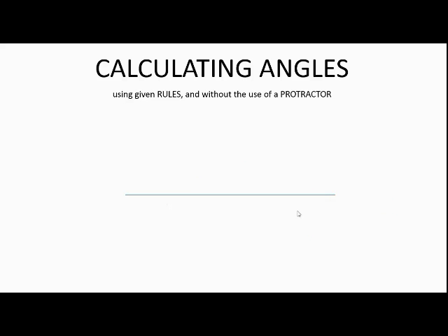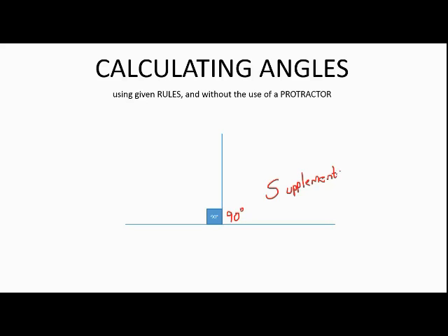Let's look at a straight line. Now we all know that a straight line is 180 degrees. Looking at this, we have a straight line, we have a 90-degree angle there, so we know that this angle here must be 90 degrees. These two angles together on a straight line we call supplementary angles.